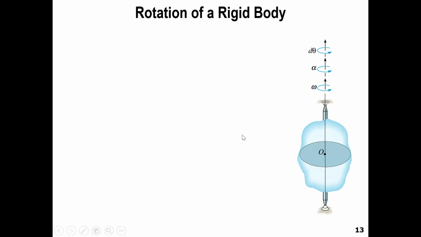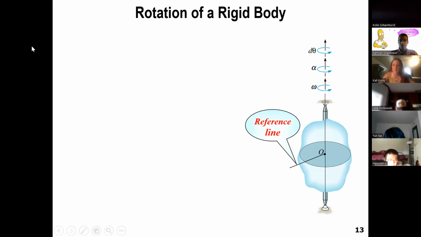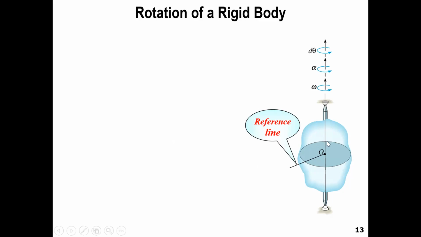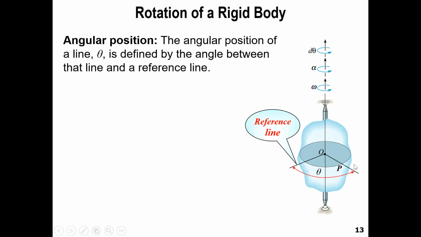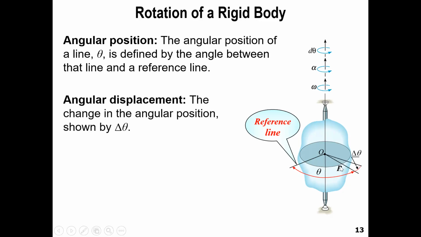Now to analyze this, remember, rotation is about the change of an angle, right? That's how we define rotation. A line in the rigid body will change its direction and then change its angle. So to measure the angle, we need a reference line. Suppose that the point P is here, and the original angular position is theta. If this rotates and goes to point P prime, then it's going to have an angular displacement of delta theta.